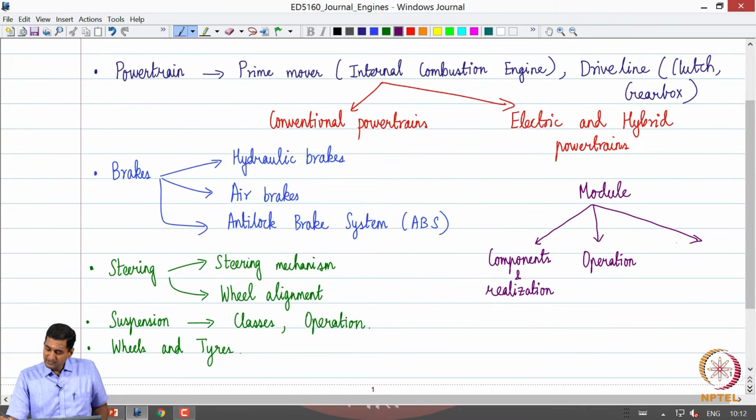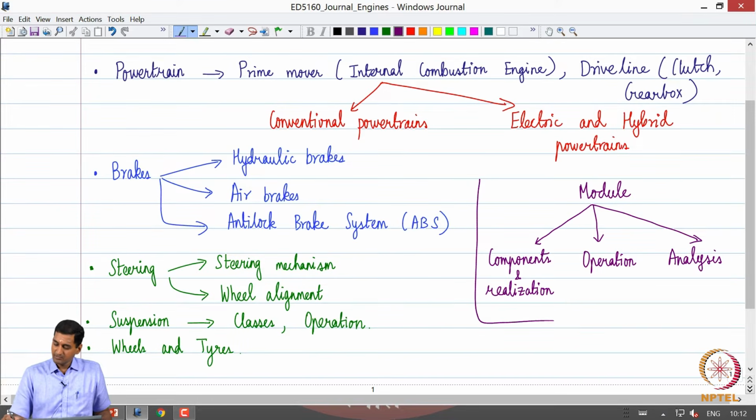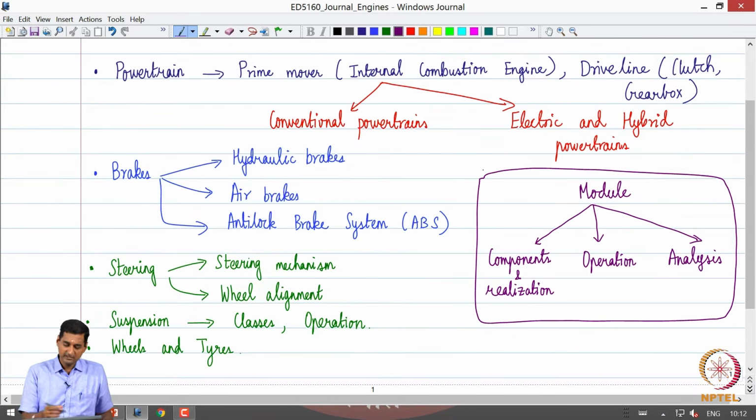Then we would also do analysis, preliminary analysis of each system, based on fundamental engineering concepts. So, this would be the broad way in which we will organize the material, right.